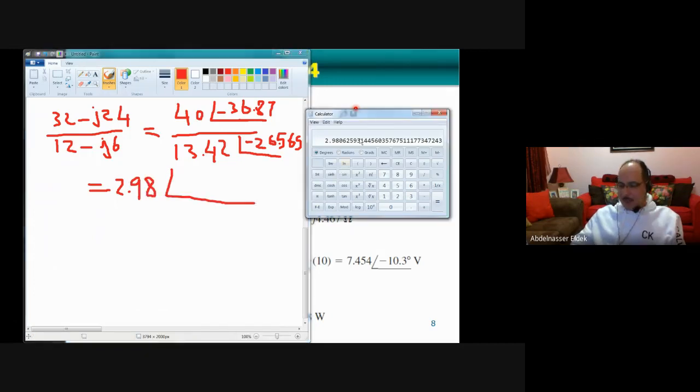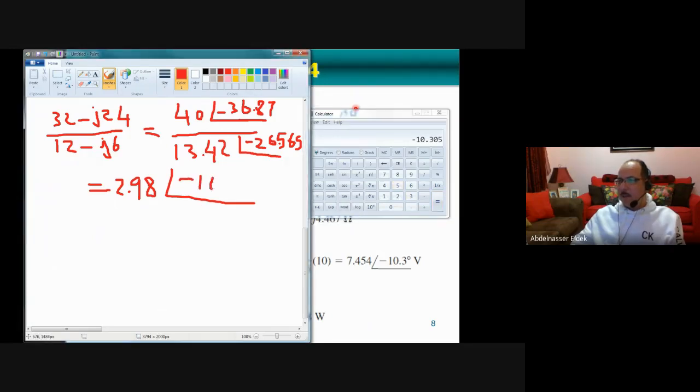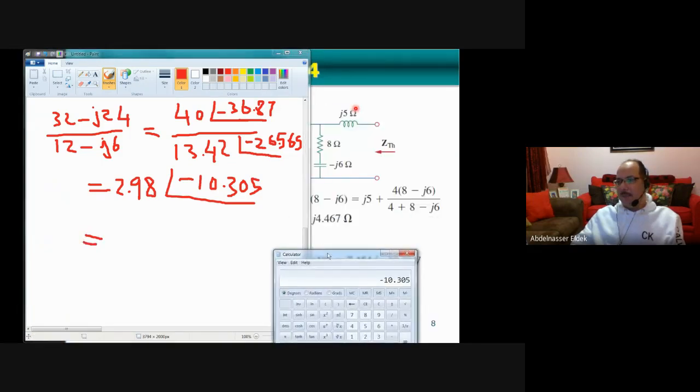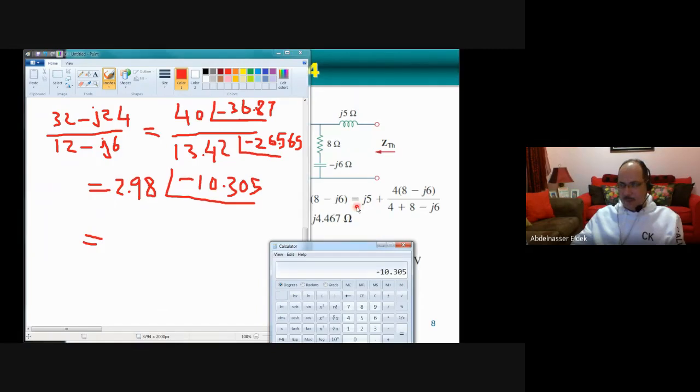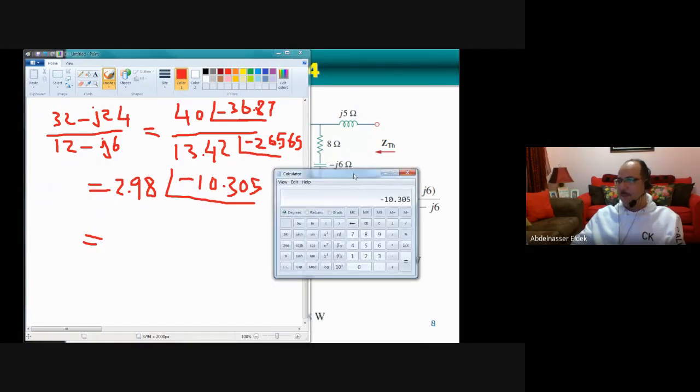and the angle here is what? It is negative 36.87, minus negative 26.565, which is plus 26.565, which gives negative 10.3. You can neglect the 5, or you can just leave it like this. Okay, so you can write this one again in terms of real and imaginary, because you have to add j5 to it.